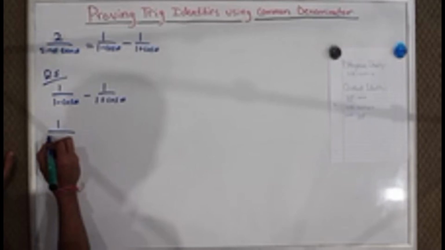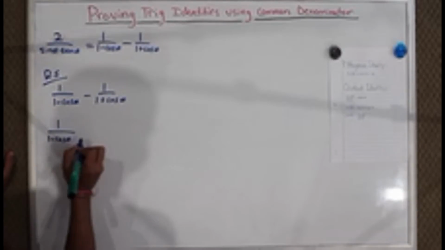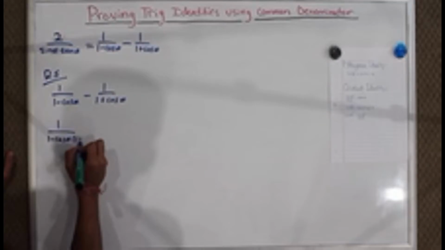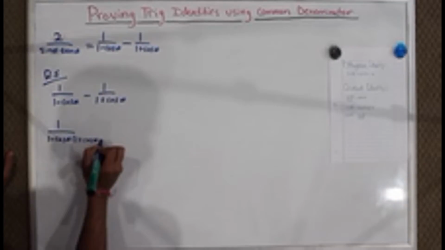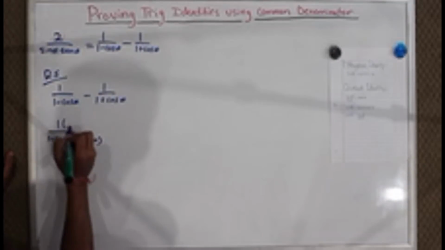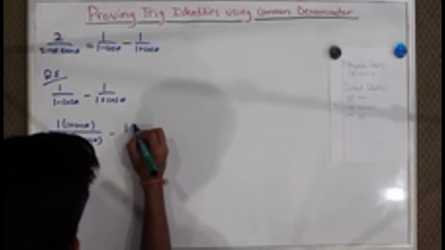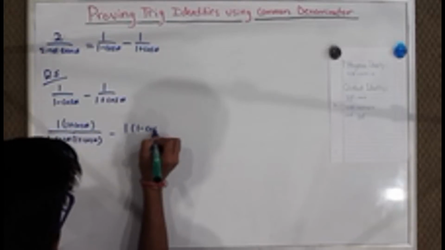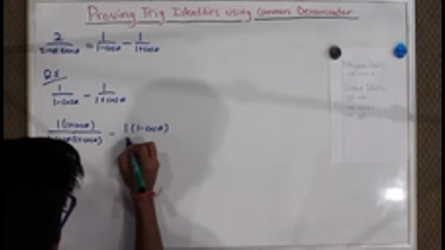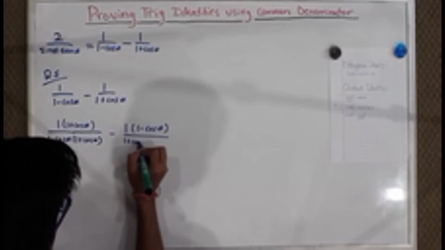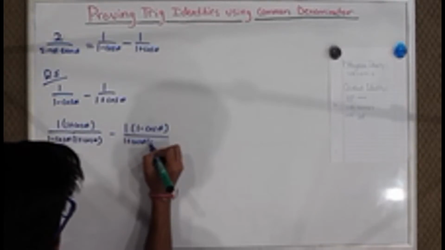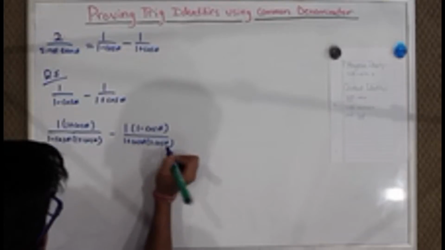So we're gonna have 1 minus cos theta multiplied by 1 plus cos theta. This also gets multiplied by 1 plus cos theta. Minus, it's gonna be multiplied by 1 minus cos theta. You have 1 plus cos theta, multiplied by 1 minus cos theta.